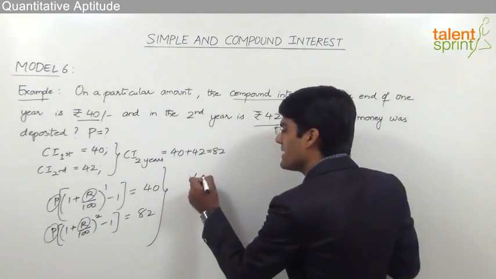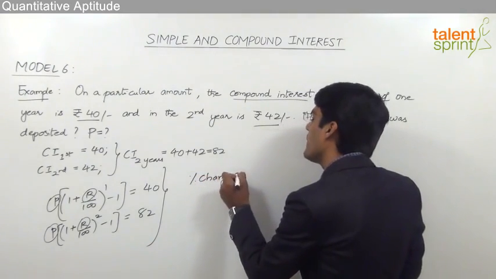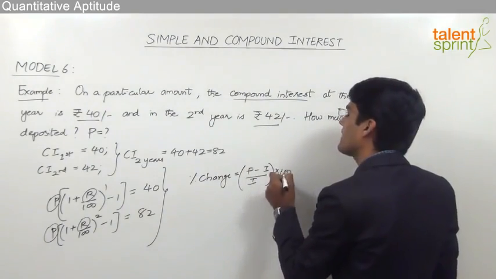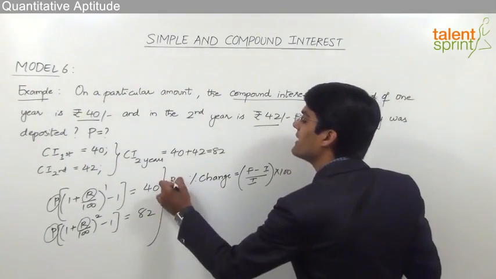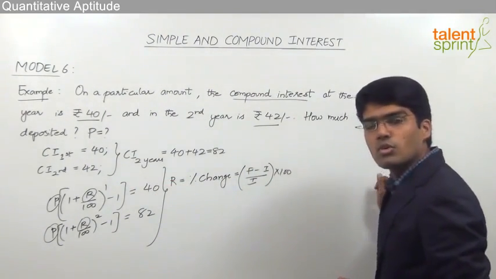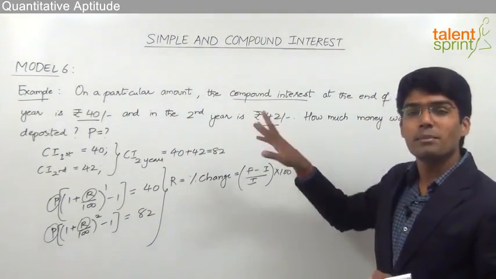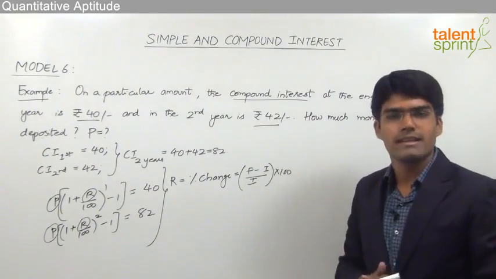So we know that percentage change is equal to (final value minus initial value) by initial value into 100. And that should be equal to the rate of interest in case of compound interest. So always when we know the compound interest for first year and for second year, by taking the percentage change between these two values, we can get the rate of interest.